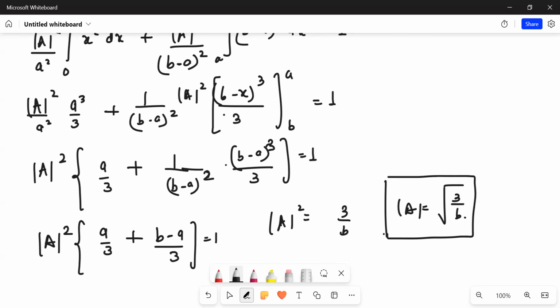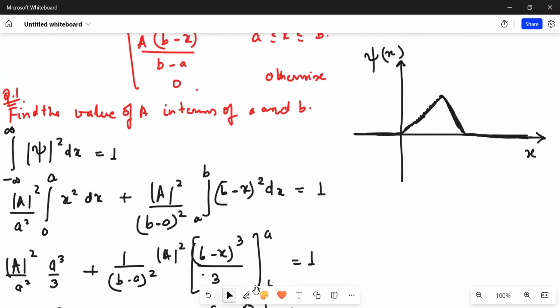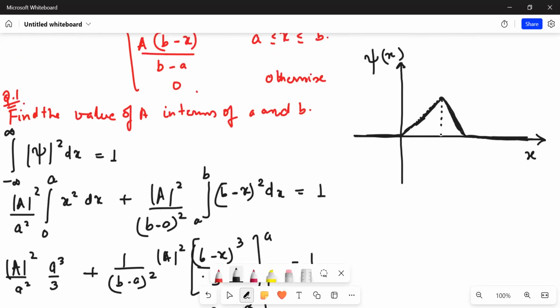From the graph itself, you can see that it is peaking at x equal to a. So it has a peak at x equal to a, and you should remember that. So the maximum likelihood to find the particle would be at x equal to a. If a particle has this wave function, the maximum likelihood is to find it here. Is that fine? Yes.